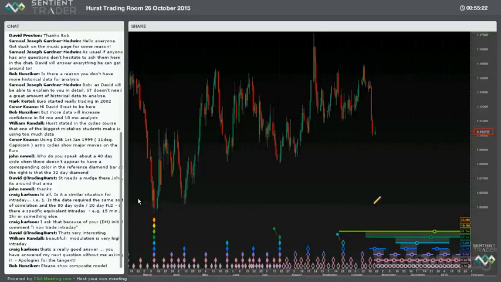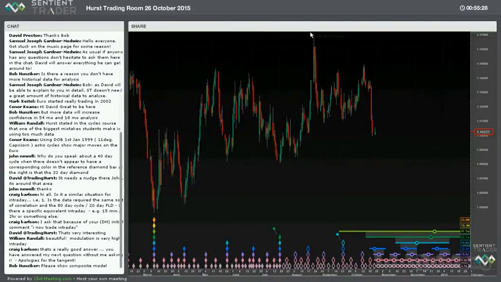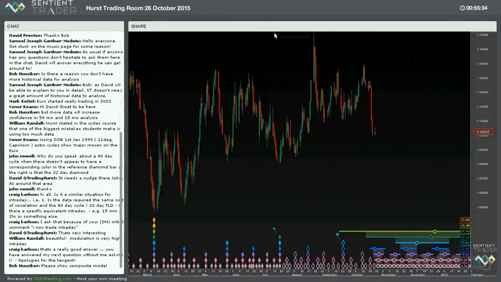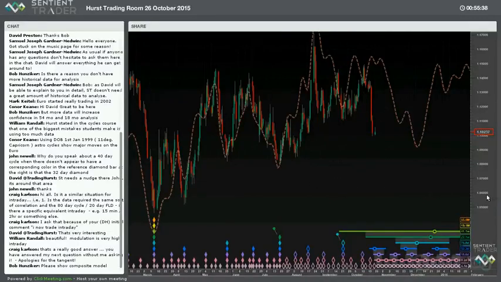Bob says, please show the composite model. Yes, I will show the composite model. I've spoken about it previously in these webinars, and I don't need to rebuild it. I just need to turn it on. There we go. Okay, so that's the composite model for the euro US dollar. I hope you can see it.